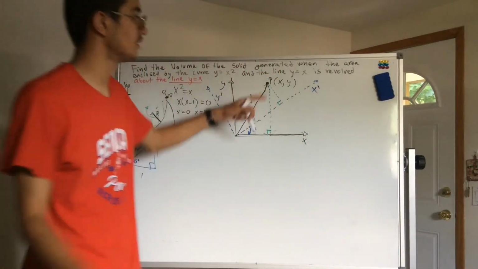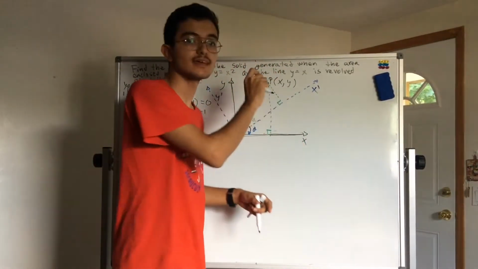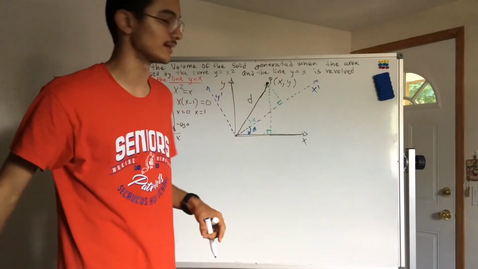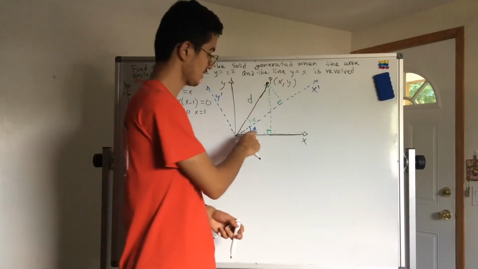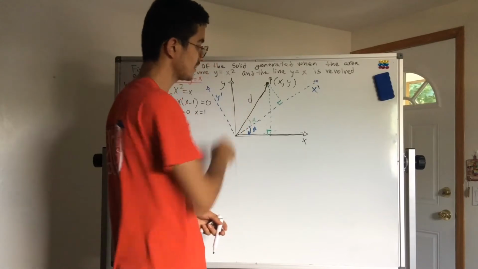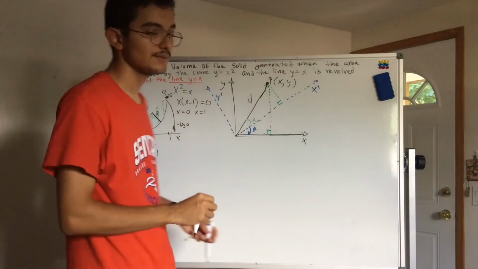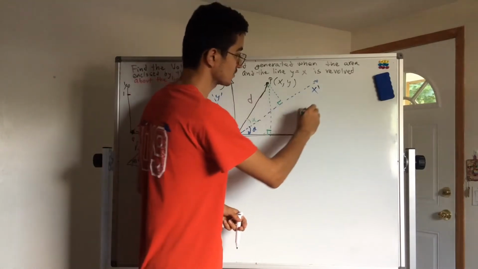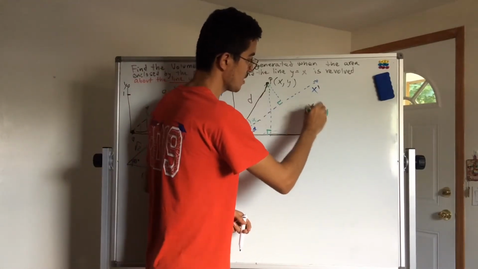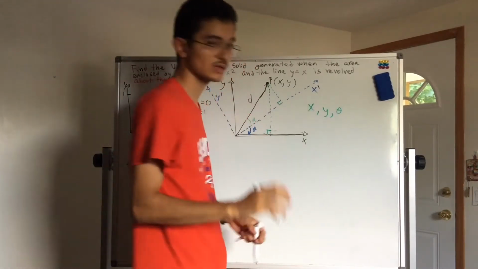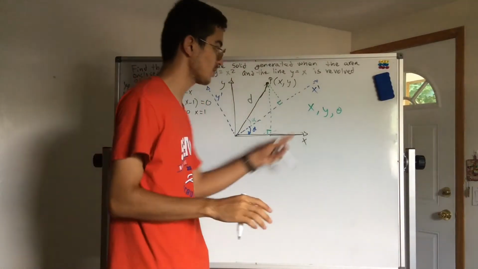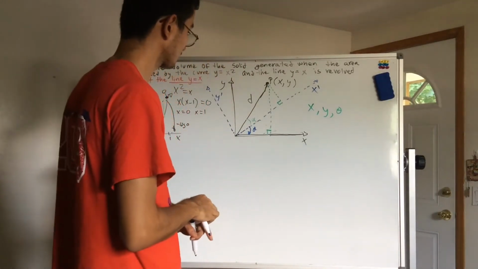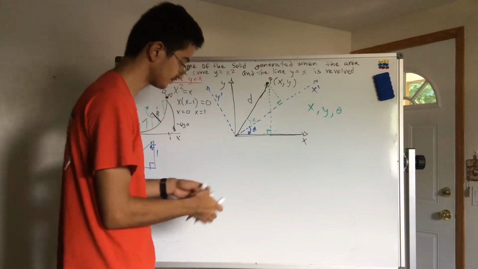define the x, the y, the x prime, and the y prime coordinates using theta, alpha, and d. But ultimately, we're going to have something in terms of x, y, and theta, and that's it. That's all we want, because we already know that. So let's take a look at this.